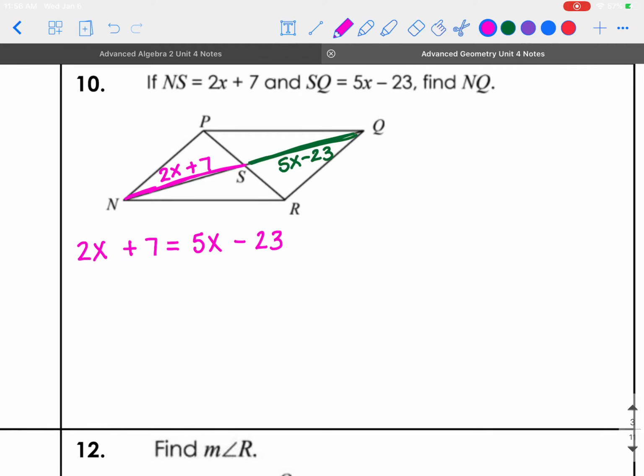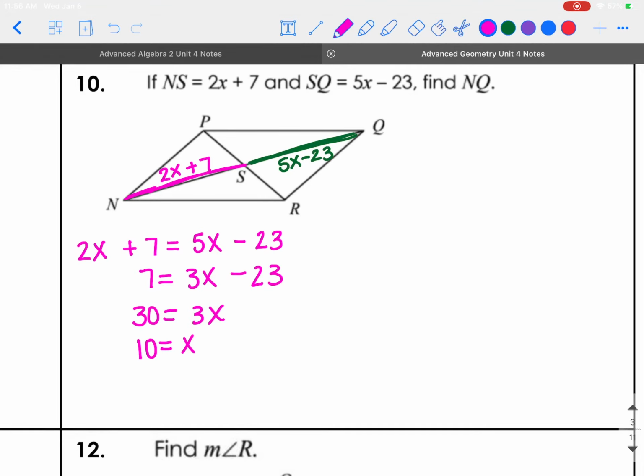You have to really pay attention to what information it gives you. And I highly, highly recommend that you always write that information down on your picture. All right, if we subtract 2x, we get 7 equals 3x minus 23. Then I need to add 23, and I get 30 equals 3x. And divide by 3, we get 10 equals x.